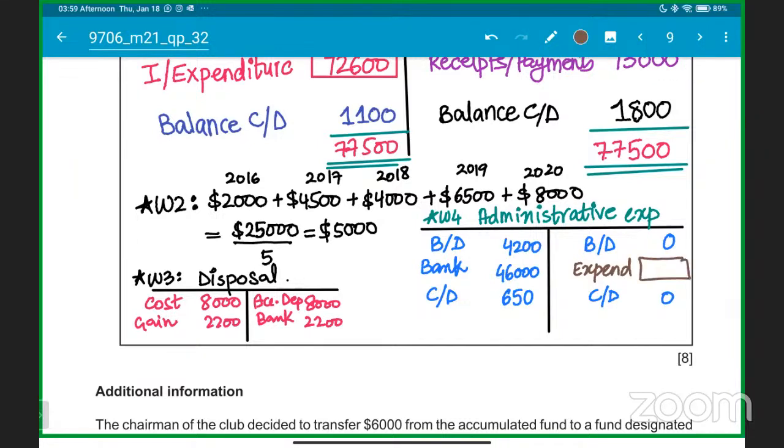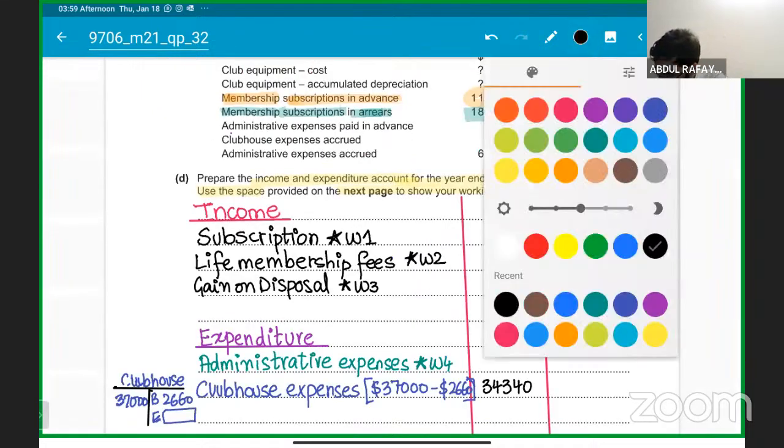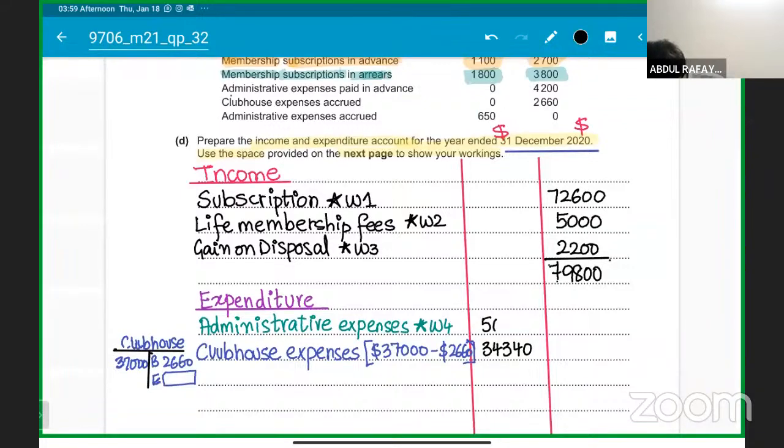Yes. So it will be 46,000 plus 4,200 plus 650, 50,850. Okay, everyone getting it clear? Let me know anyone who didn't get this. Clear, students? Understanding? Any questions, any problems? Let me know.